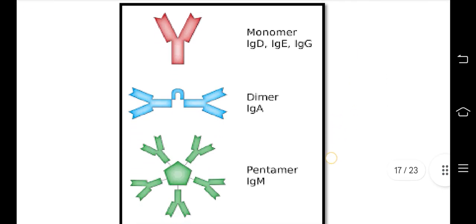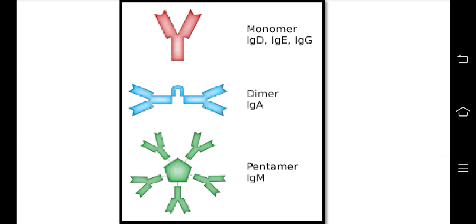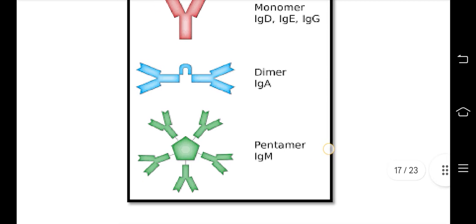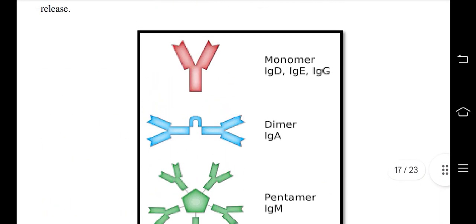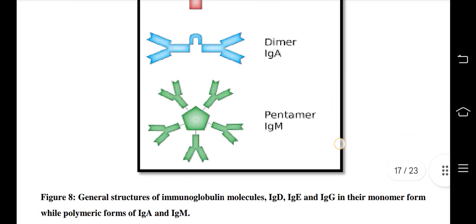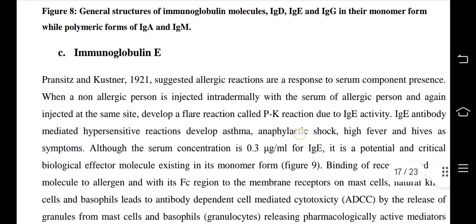Monomer IgD, IgE, IgG. Dimer IgA, pentamer IgM. General structure of immunoglobulin molecules IgD, IgE, and IgG. Immunoglobulin E.